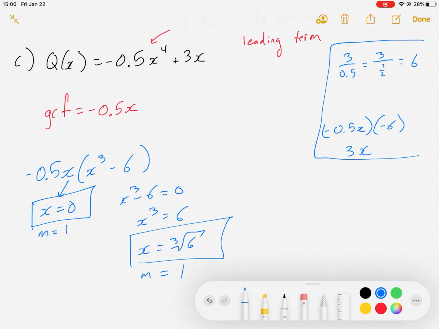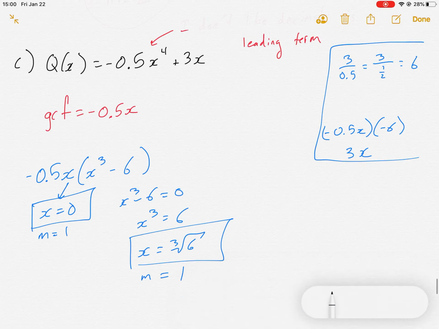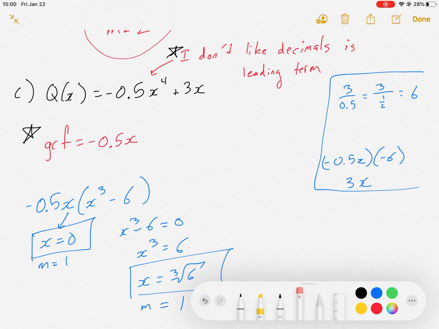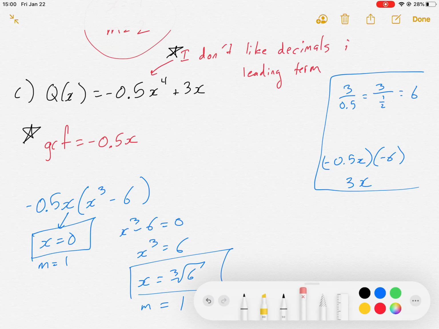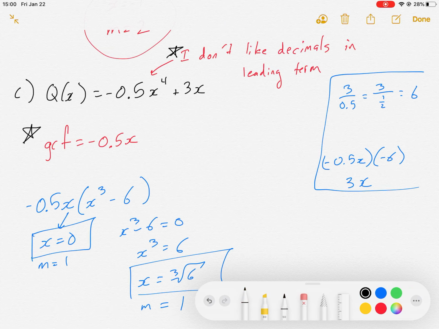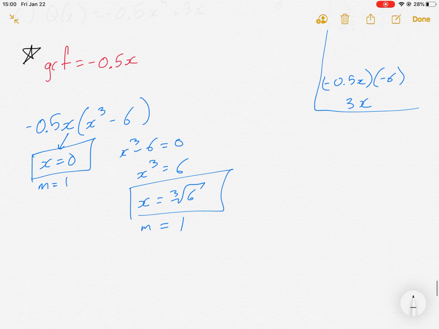Now, this problem was really more intended as an illustration of that decimal. So this is kind of the takeaway here: I don't like decimals in front of the leading term. I just realized I had a little typo there. Okay, so that's a lot of GCF that we did in those problems.